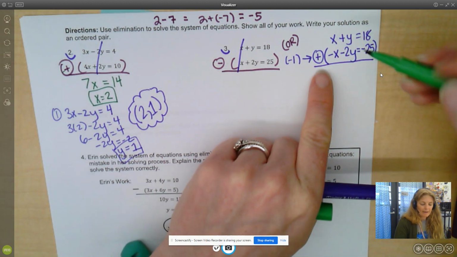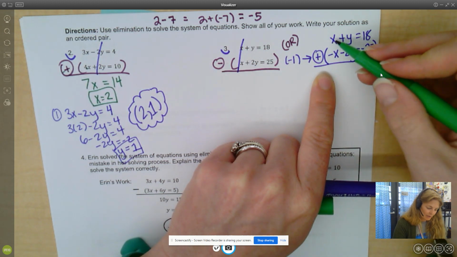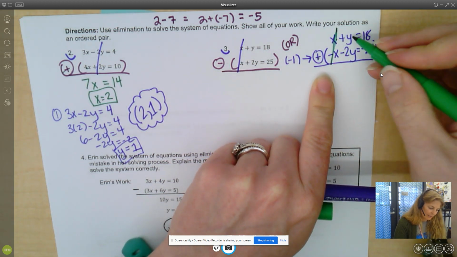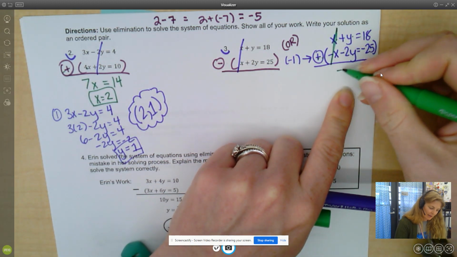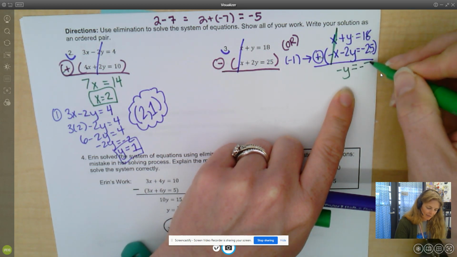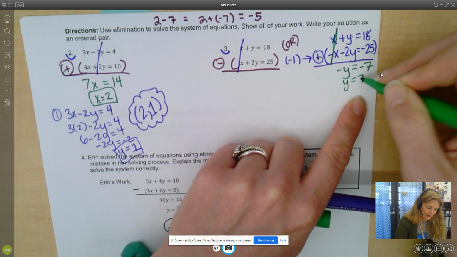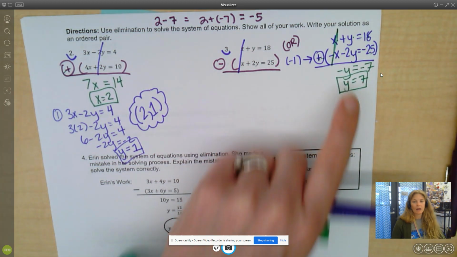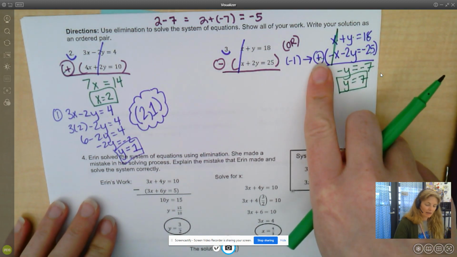So here, I'm a lot more comfortable adding systems. So x plus negative x gets you 0. Y plus negative 2y will get me negative y. 18 plus negative 25 would get me negative 7, which would get me y to equal 7. Again, you don't have to do that. It's just going to make your life a little bit easier.